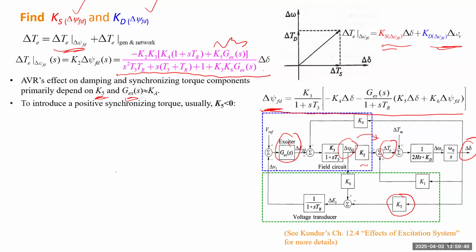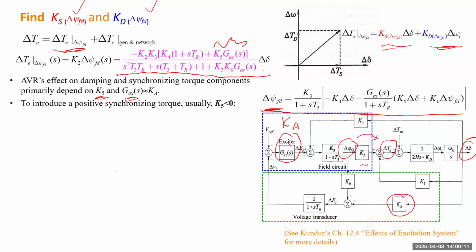Remember one thing we discussed. When we model the AVR, the excitation system, most of the K factors are around 1. There's only one component which is much larger than the others, and that's again Ka. Ka is inside of this exciter, right?